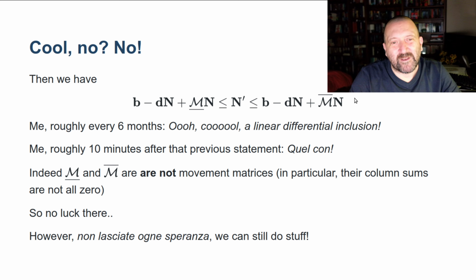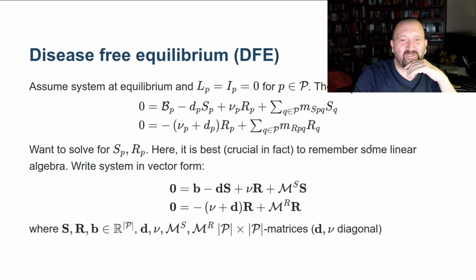Okay. But we can still do stuff, okay? Let's see what we can do even without supposing that movements are the same. Let's compute a disease-free equilibrium. So we do what we've been doing.